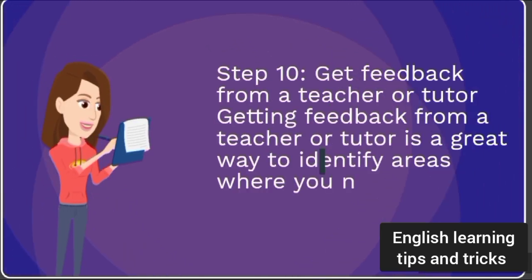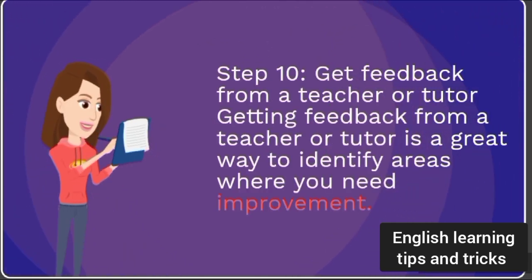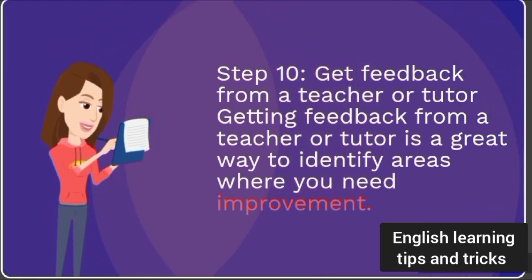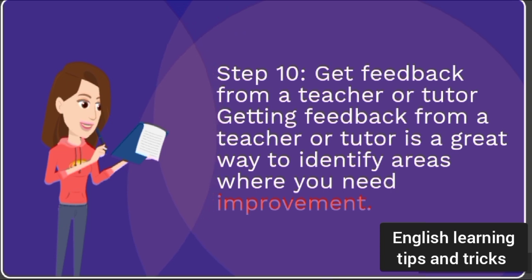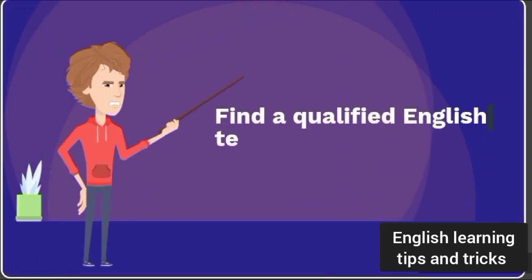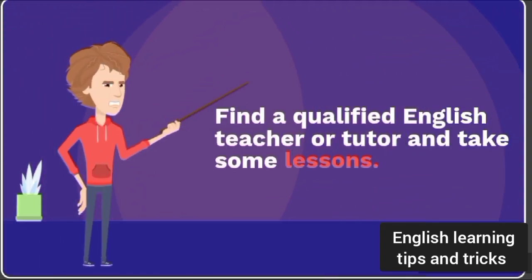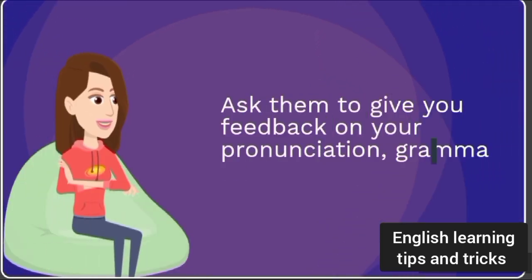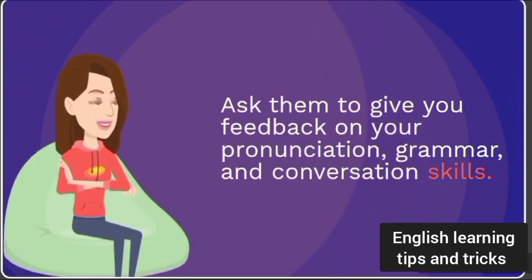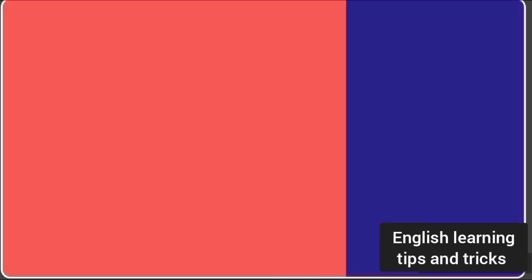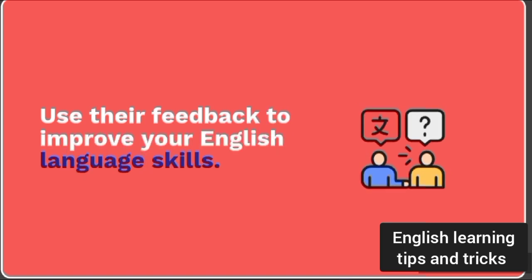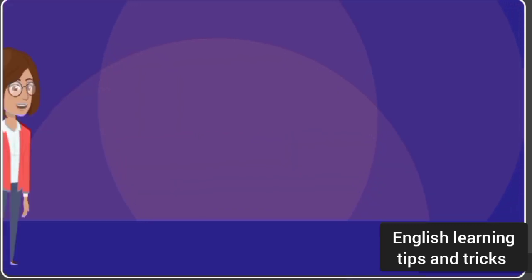Step 10. Get feedback from a teacher or tutor. Getting feedback from a teacher or tutor is a great way to identify areas where you need improvement. Find a qualified English teacher or tutor and take some lessons. Ask them to give you feedback on your pronunciation, grammar, and conversation skills. Use their feedback to improve your English language skills.